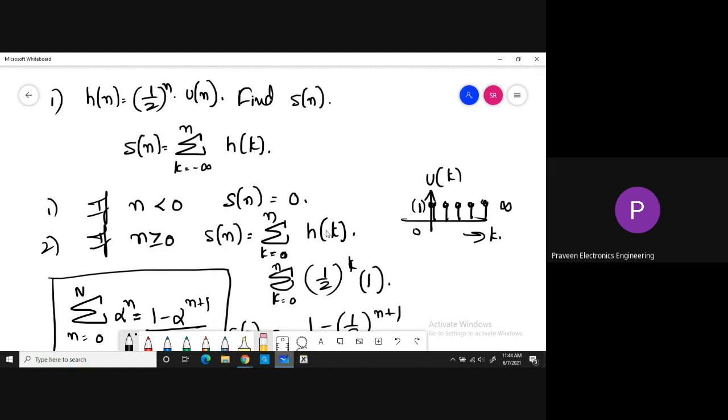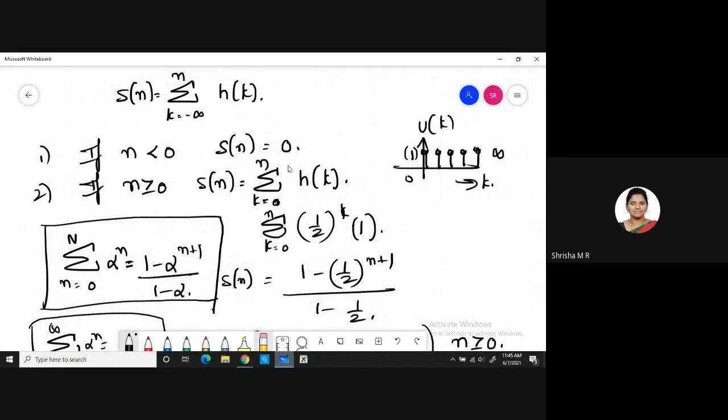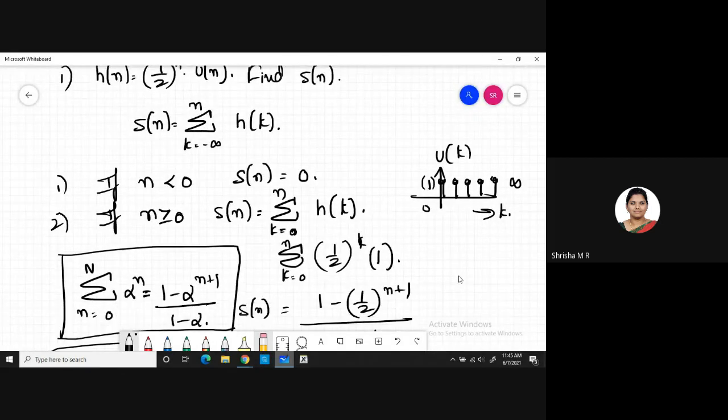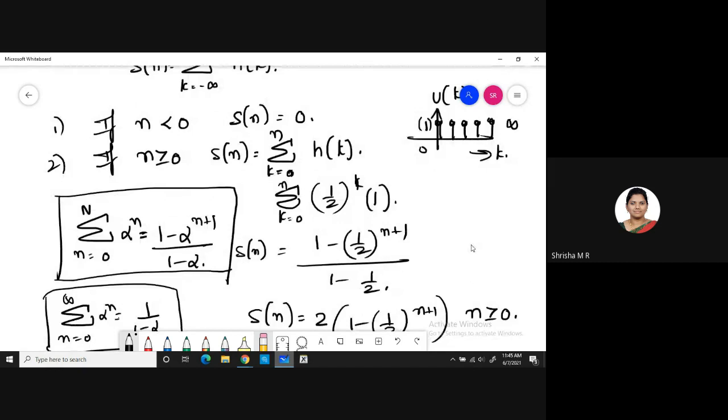Ma'am, but here half to the power k is there. How did you get k? Because it's h of k, right? Because you have h of k, we are replacing n with k here. This n will not matter. We can take it as k here, because the summation is on k. Here it's on n. Clear?